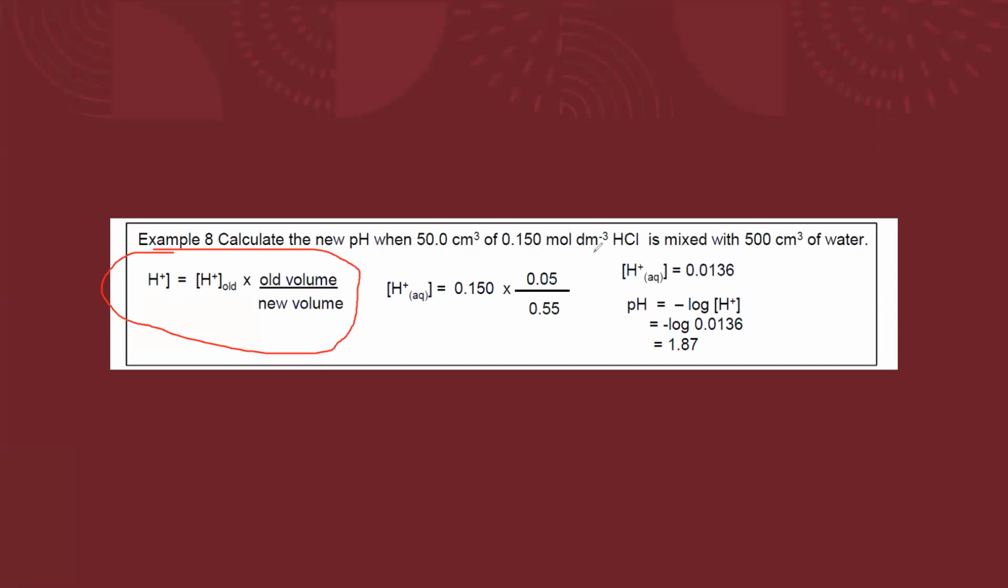What is the hydrogen ion concentration? It's a strong acid. For a strong acid, the hydrogen ion concentration is the same as the concentration of the acid, so that's why it's 0.150. The old volume was 50 cm cube, which is 0.05 litres, and the new volume? Originally it was 50 and we added 500 more, so it will not be 500, it will be 550. That's why it is 0.55. When you solve, you'll get the new hydrogen ion concentration. Using the new hydrogen ion concentration, you will get the pH. Is this example clear?